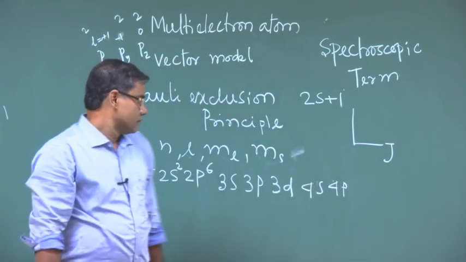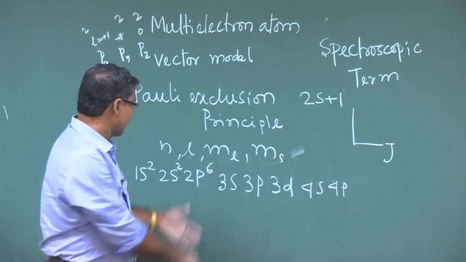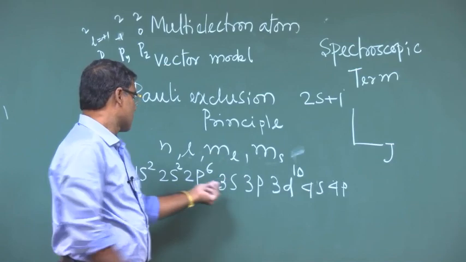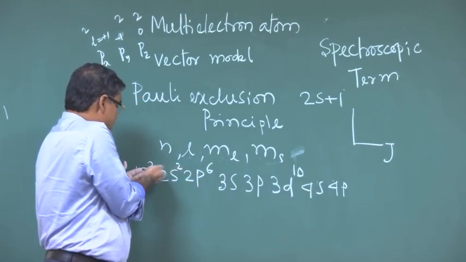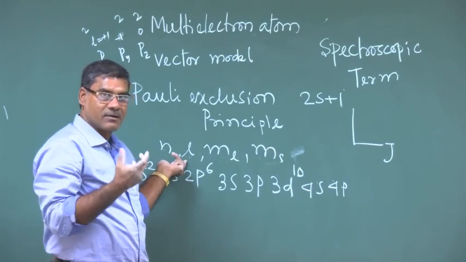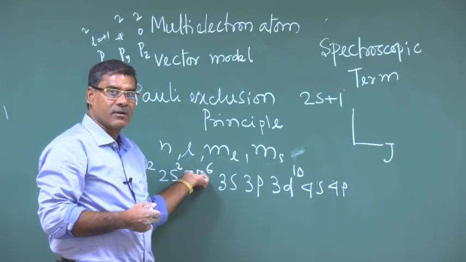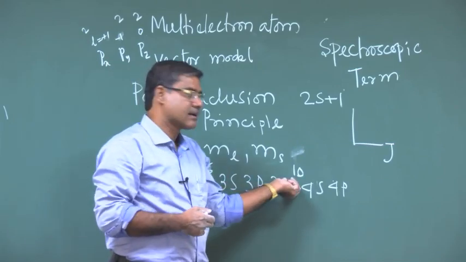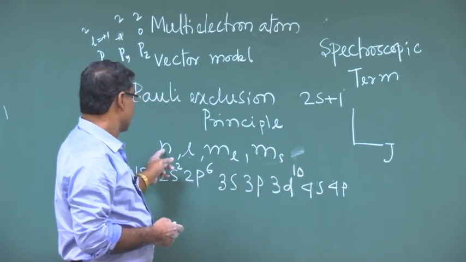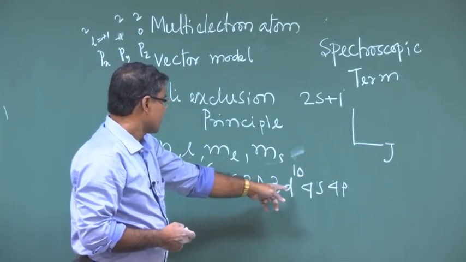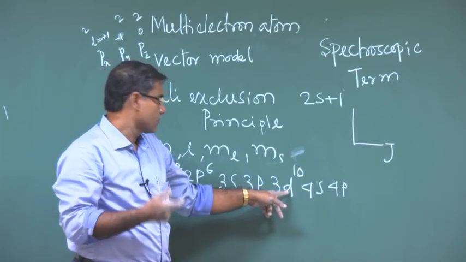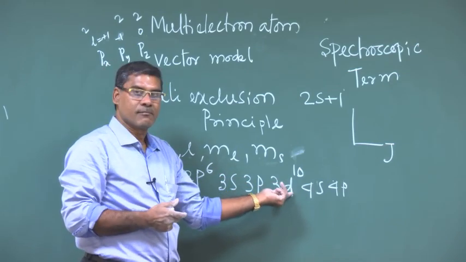This way one can put electrons, and one can see that s orbitals have maximum capacity of 2 electrons, p can contain 6 electrons, and d can contain 10 electrons. One can show it because for n equal to 3, L equal to 0, 1, 2. So for L equal to 2 it is d.